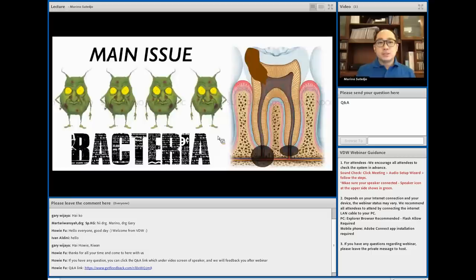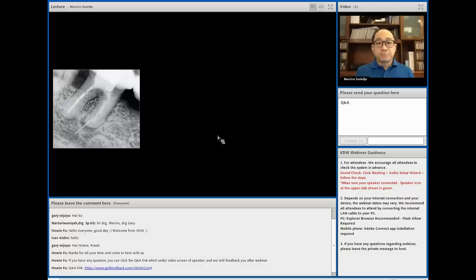So we need to understand that the main issue is always bacteria. I always tell my friends and colleagues that, for example, if you have a broken file, the main problem is not the broken file. The main problem is that there are bacteria surrounding the broken file, so we cannot clean all the bacteria surrounding the broken file, and we cannot clean the bacteria from the level of the broken file to the apical region. But the main issue is not the broken file. The main issue will always be the bacteria. As I previously mentioned, the bacteria is always the cause.